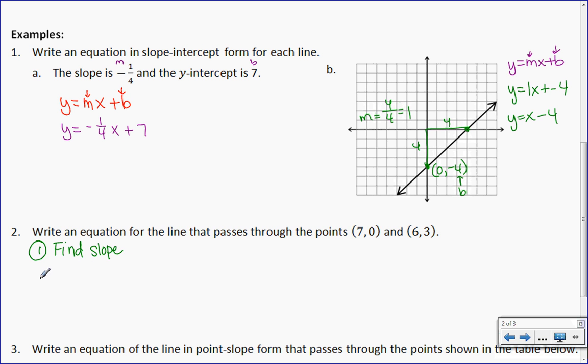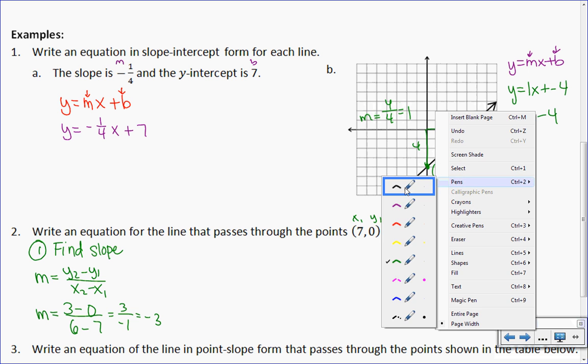So remember, you have this formula, m equals y2 minus y1 over x2 minus x1. So we'll label our points x1, y1, x2, y2, and then substitute the values. So we have y2 is 3, minus y1 is 0, x2 is 6, minus x1 is 7. 3 minus 0 is 3, 6 minus 7 is negative 1, and when we simplify this, this is just negative 3. So now we know that the slope is negative 3.